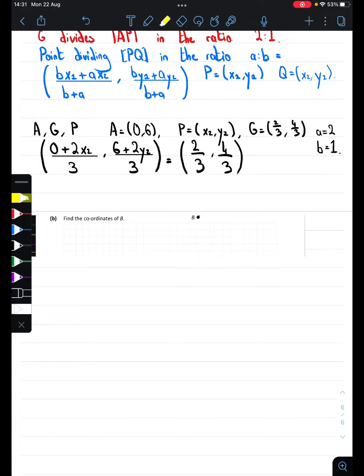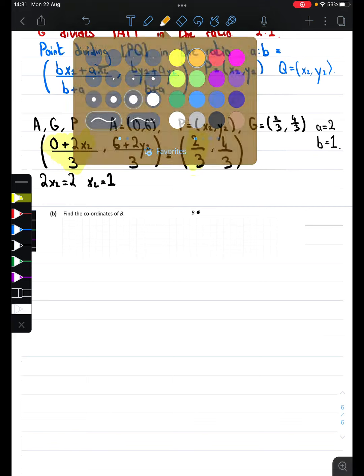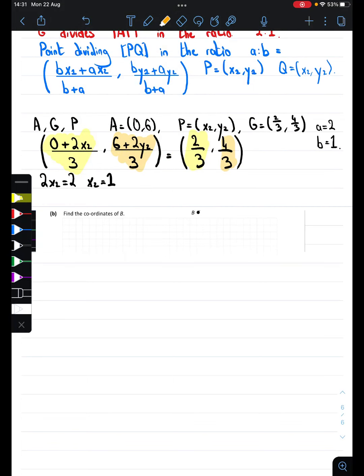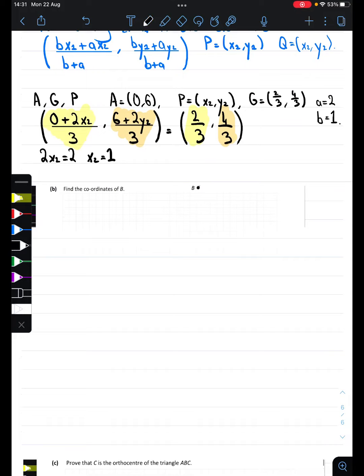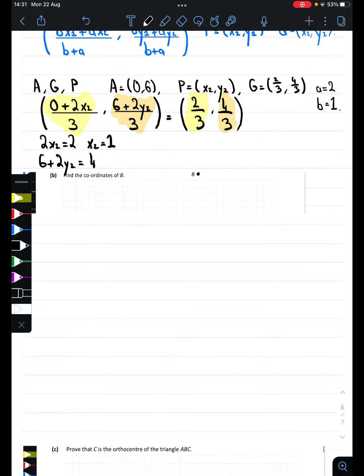So we can let this equal 2/3. So 2x2 equals 2, so x2 equals 1. And then the y-coordinate equals the y-coordinate. So 6 plus 2y2 equals 4. Let the numerator equal the numerator. And so 2y2 equals minus 2, so y2 equals minus 1. So P is equal to (1, minus 1).